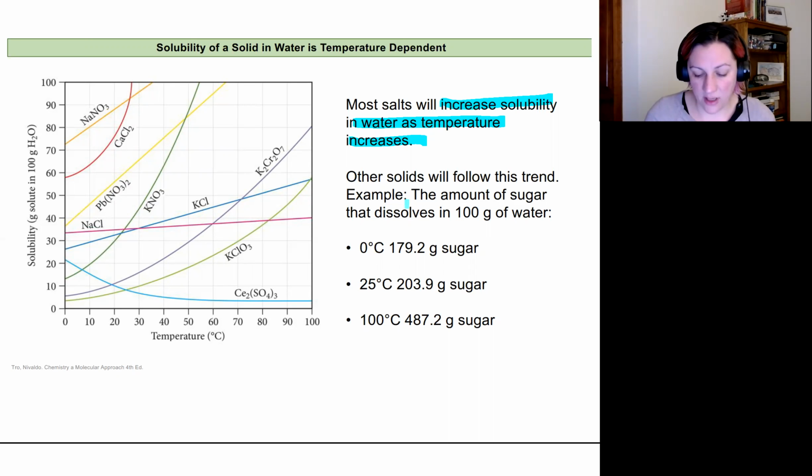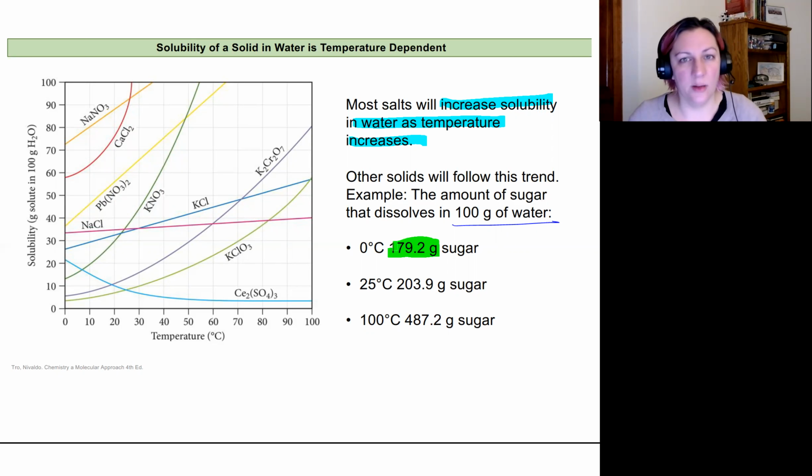So let's look at what happens as you increase temperature and you try to dissolve sugar in water. So we'll say we have 100 grams of water. And at 0 degrees Celsius, we'll be able to dissolve 179.2 grams of sugar in that 100 grams of water. Now, 100 grams of water is not like a huge amount. It's 100 milliliters, which in my head feels like about a cup worth, right? I didn't do that conversion though.